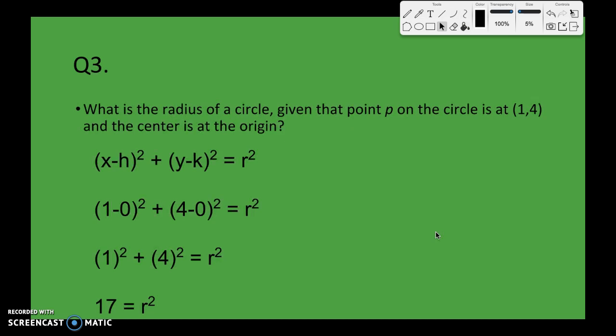Here's another practice. What is the radius of a circle given a point P on the circle at the location (1, 4) and the center is at the origin? Right away when I read this question, you guys pause it and do it and then compare with what I got.